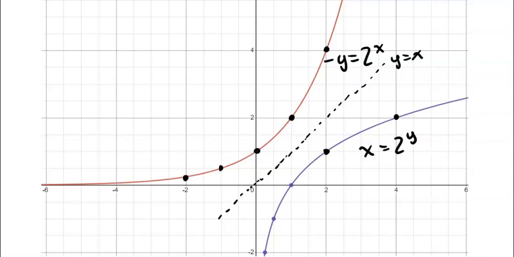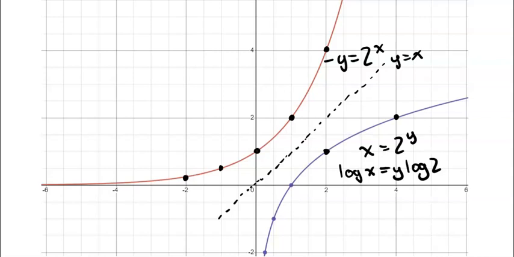Well, I thought this was about logarithms. Well, what does this have to do with logarithms? Well, here's what I'm going to tell you. You rearrange this equation right here. What you're going to get is you are going to have to take the log of both sides, because that allows us to write that variable y out in front. So this is log x equals y times log 2.